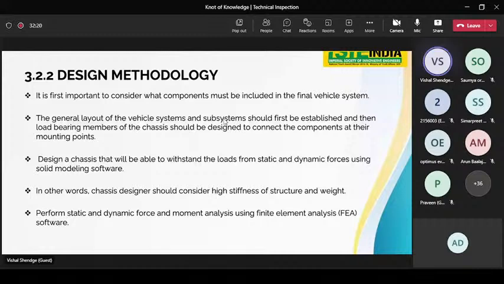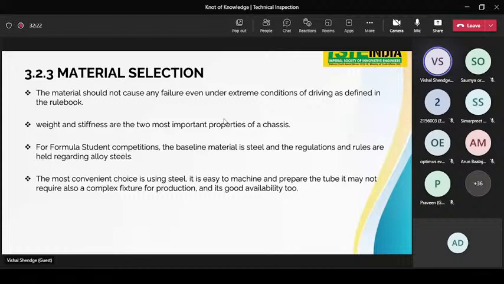Material selection. The material should not cause any failure even under extreme conditions of driving, as defined in the rule book. Weight and stiffness are the two most important properties of the chassis. This chassis undergoes various kinds of forces during locomotion. It has to stay intact without failure, and it should be stiff enough to absorb vibrations. The main property of the design is safety for the driver, and hence the material should be stiff and have greater strength.